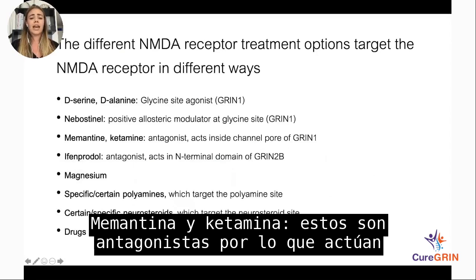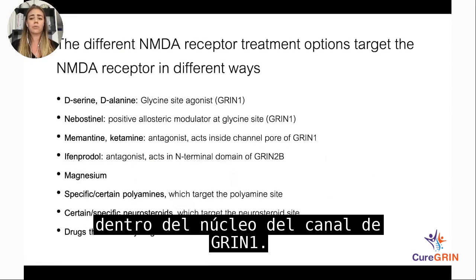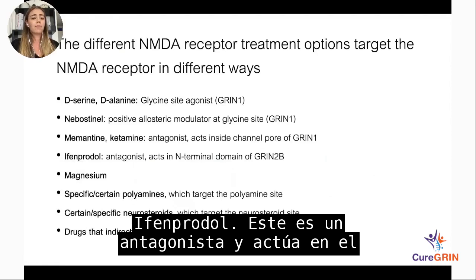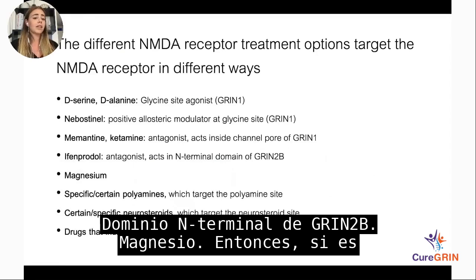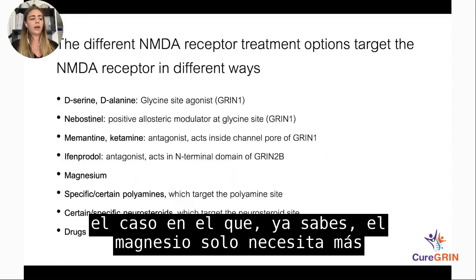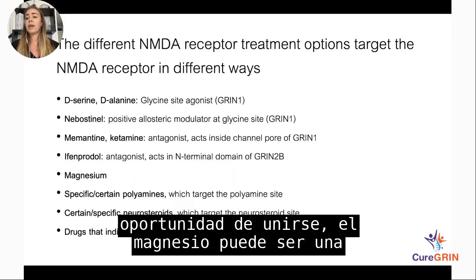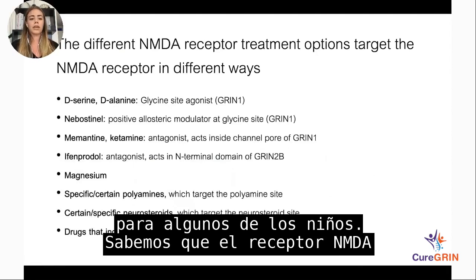Amantadine and ketamine are antagonists, so they act inside the channel pore of GRIN1. Ifenprodil is an antagonist, and it acts in the N-terminal domain of GRIN2B. Magnesium may be a therapeutic possibility for some of the kids, if it's the case that magnesium just needs more opportunity to bind.